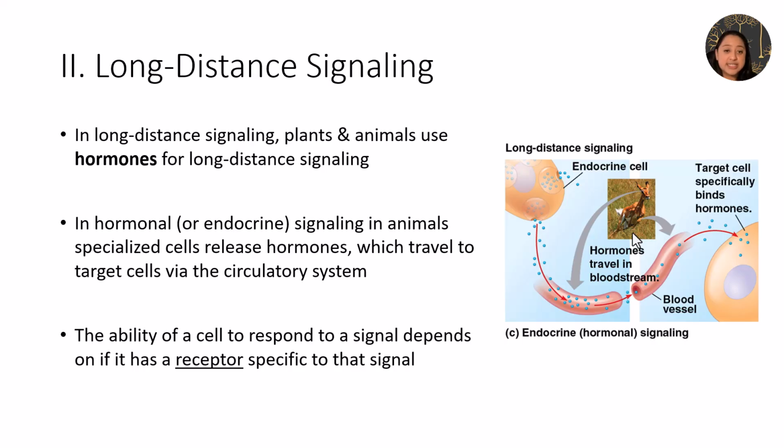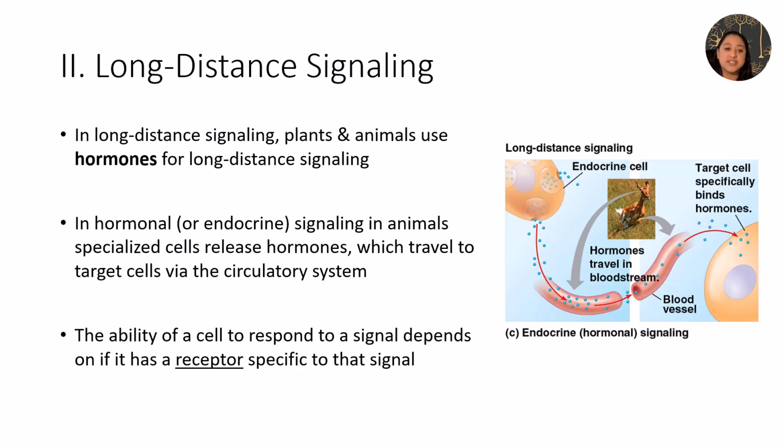So in long distance signaling, plants and animals use hormones. In hormonal or endocrine signaling in animals, specialized cells will make and release hormones, and those can travel to the target cells via the circulatory system. They're able to be more stable and travel longer distances. So they'll travel through the circulatory system and eventually bind to target cells in the muscle of the legs so that this impala can run.